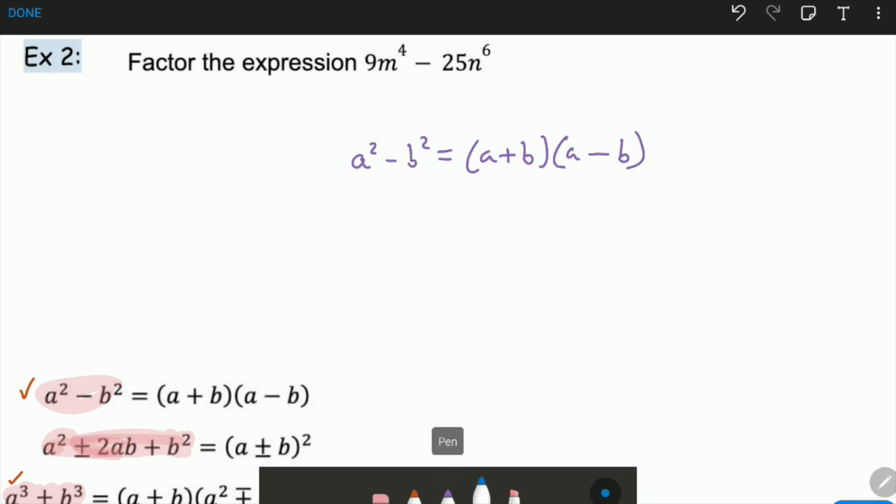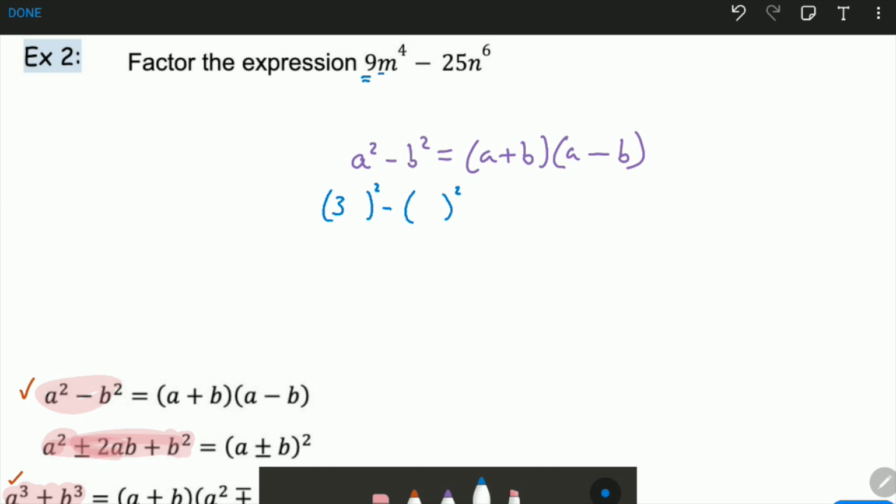In order to figure out what a and b are, though, I'm going to rewrite it here. We need to write each term as something squared. So that's what I'll do now. So just think to yourself, what do you square to get 9? Well, 3 squared is 9. You can always just take the square root.